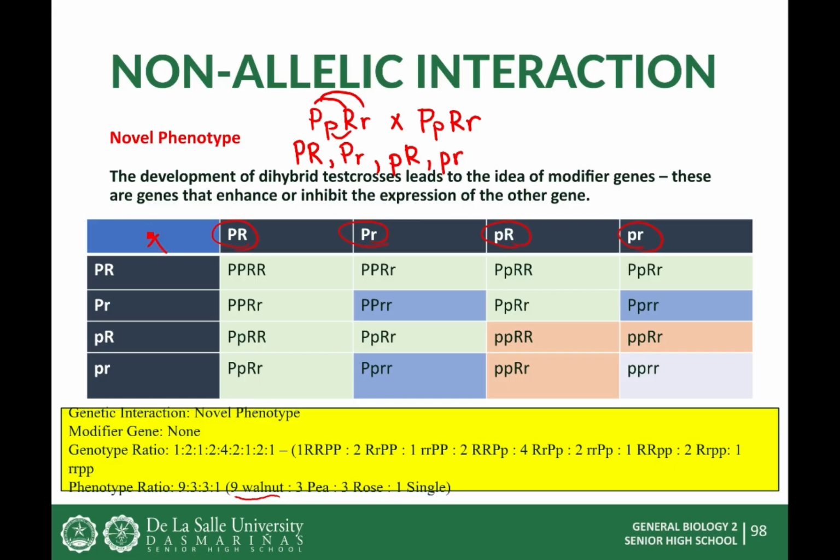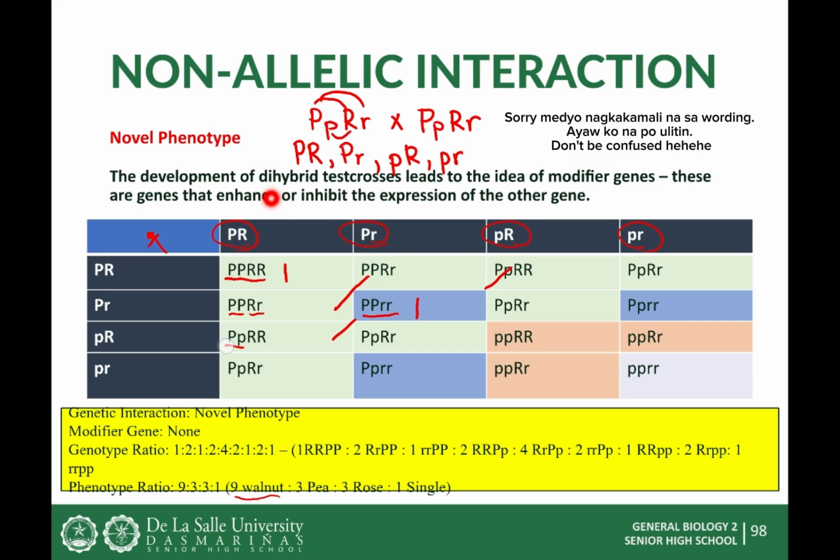Then it will give you a genotypic ratio of 1:2:1:2:4:2:1:2:1, giving you this genotype. So this is one, giving you a both P and R homozygous dominant. That's one. And then we have here, that's 2, homozygous P and then heterozygous R. We have one here, homozygous dominant P and recessive R. Then we have one. Then we have another 2 here.